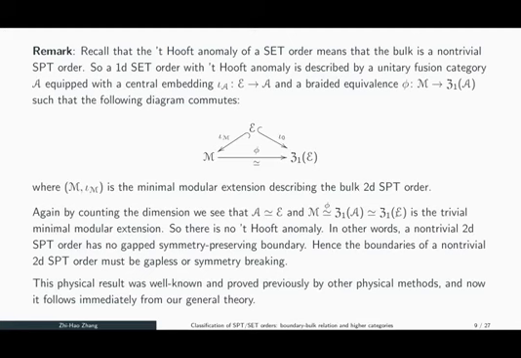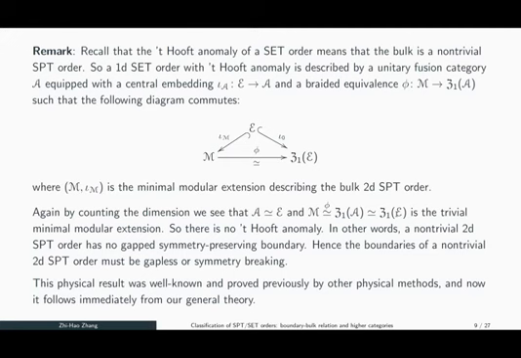I'm sorry, a naive question maybe. So why is phi an equivalence? This equivalence means the bulk of A. A is our 1D theory. Its bulk is the trivial center of A, and M is the bulk. M is a 2D SPT order. So equivalence just means they are the same.